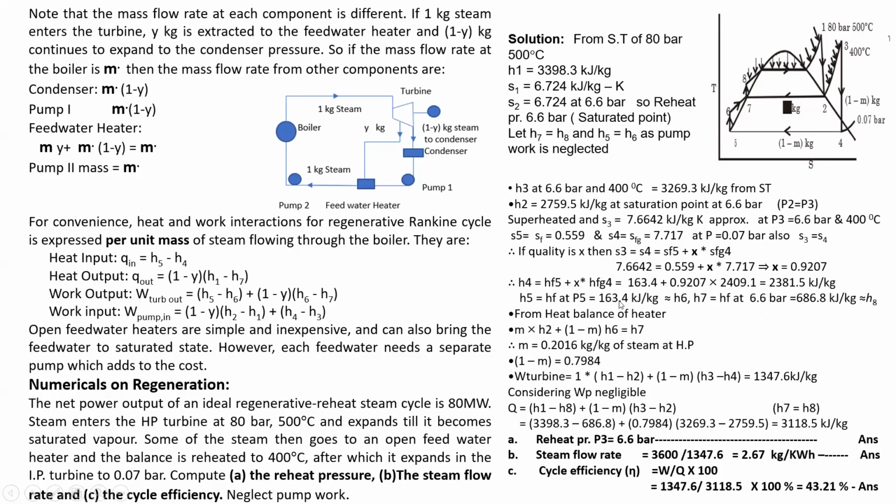H5 we know. H4 we got. H6 is equal to H7. H5 is equal to H6 approximately taken, and H7 is equal to H8. H5 is taken as the H6 enthalpy because pumping action is there. H7 at HF means it is the saturation line at 6.6 bar. It is 686.8 kilojoules per kg.